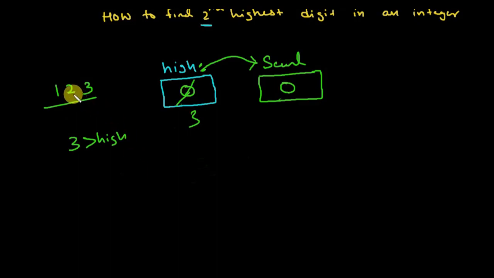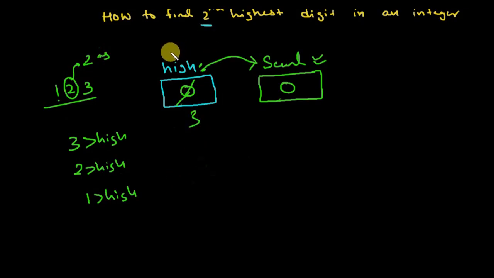Now come to here. Is 2 greater than high? No, 2 is not greater than 3, so this condition fails, and this condition also fails. By observing here, we got 0 as the second highest number, but in this integer we should have got 2 as the second highest number. So there is a flaw in our program.